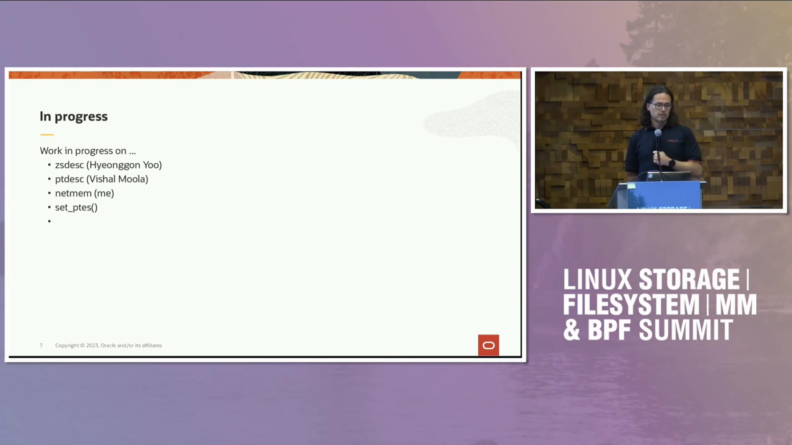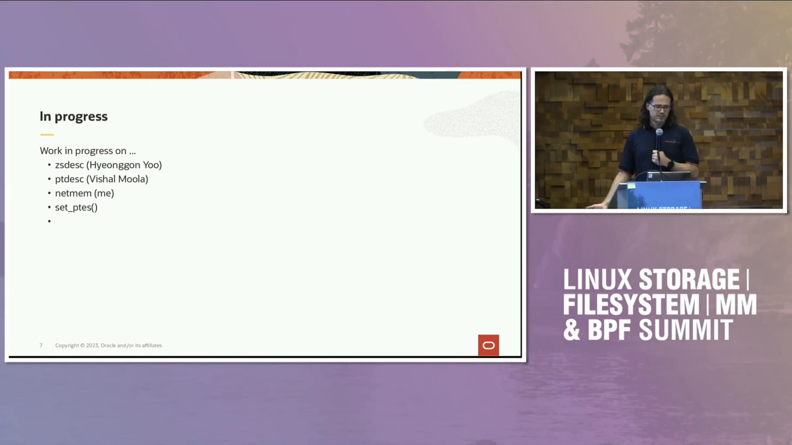So I wanted to call out four in particular that are outstanding for review. So adding the ZS malloc memory descriptor and adding the page table memory descriptor. Both those patch series could do with further review from people who know that sort of area of the kernel.